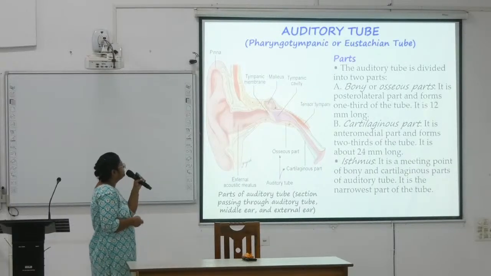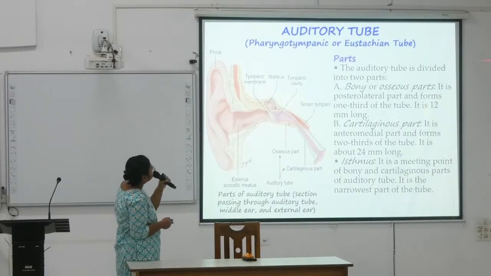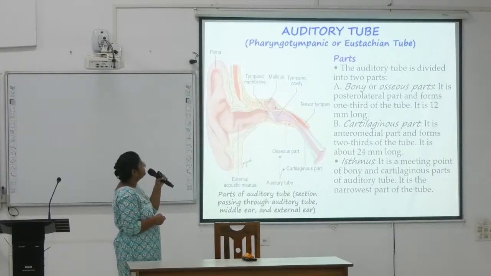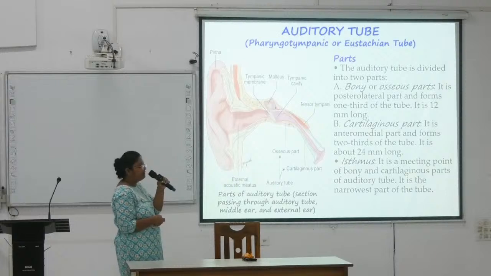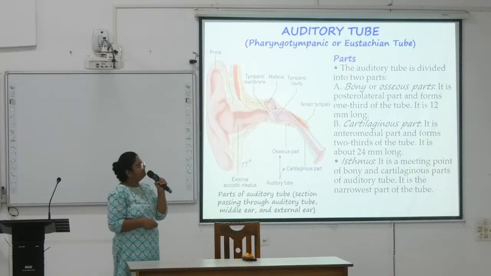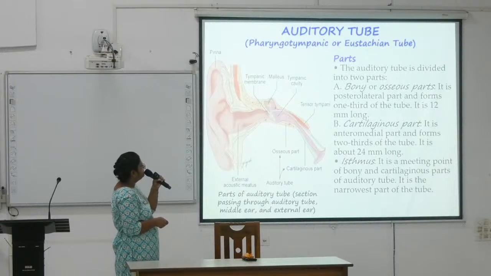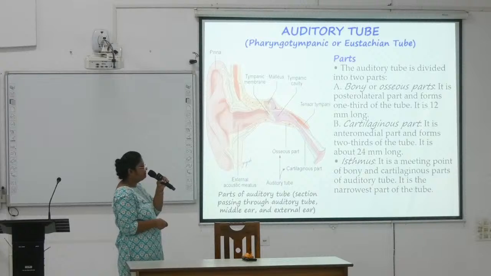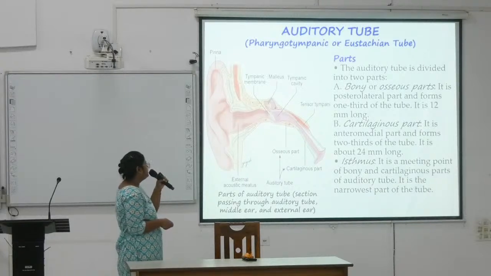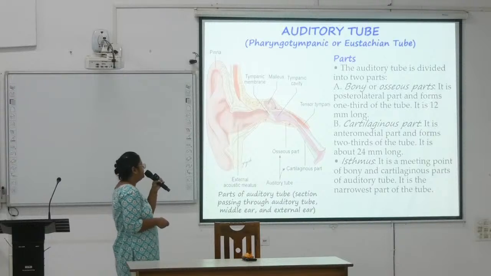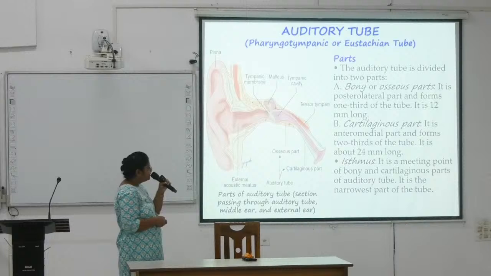Now what are the parts of the eustachian tube? It is divided into two parts. Bony or osseous part, it is the posterolateral part, forms 1/3 of the tube. It is 12 millimeter long. Another is the cartilaginous part, it is the anteromedial part and forms 2/3 of the tube and it is about 24 millimeter long. Isthmus, it is the meeting point of bony and cartilaginous parts of the auditory tube and it is the narrowest part of the tube. Okay, understood?